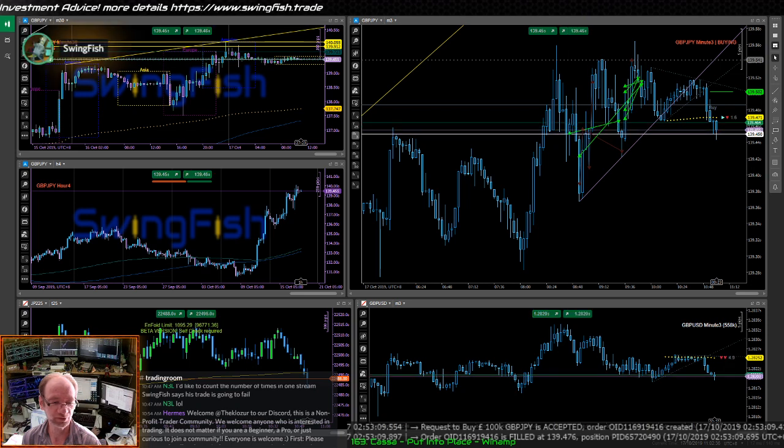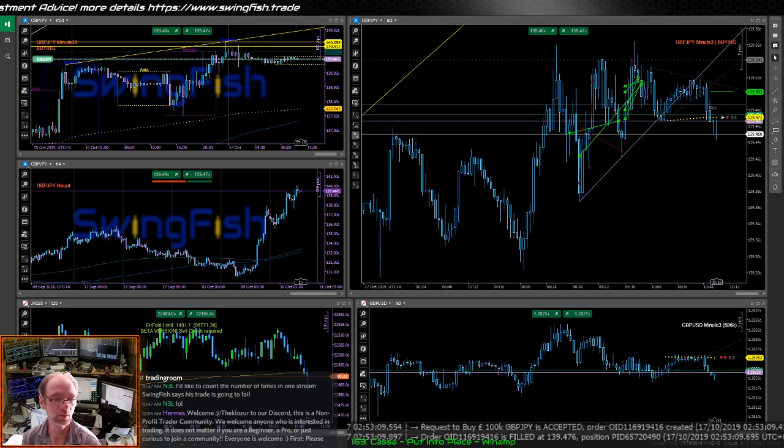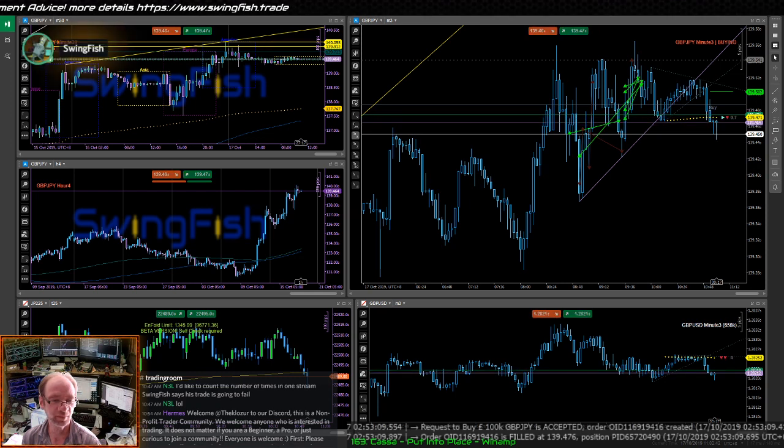Two pips over, this show is over. That's why I hate the pound. Okay, I said it before I ended the trade. This is a very, very bad price action.